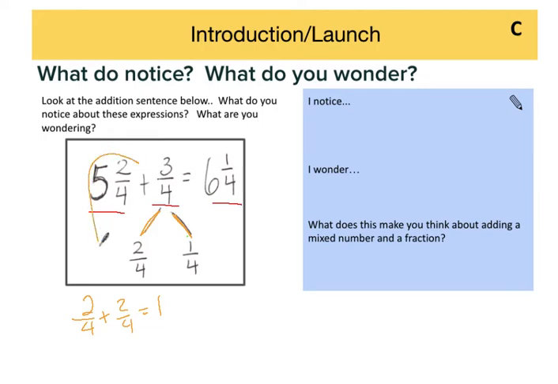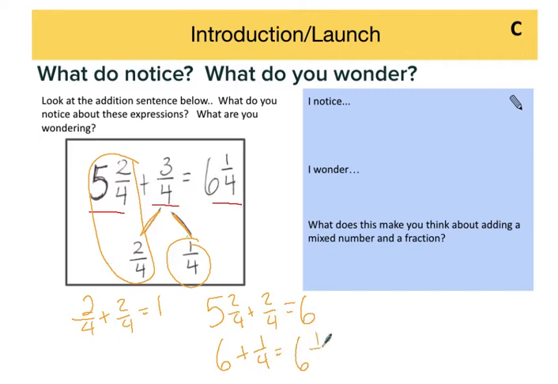Maybe they added the 5 and 2/4 plus 2/4. We said 2/4 plus 2/4 gives me a whole, and I already had 5 wholes, so that would give me 6 wholes. And then I still have that remainder of 1/4, so if I add 6 and 1/4, it brings me to 6 and 1/4. I wonder if that's what they did to solve this problem.